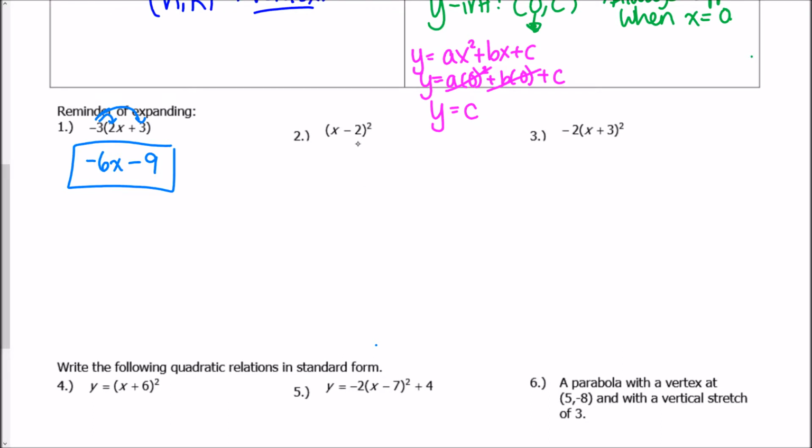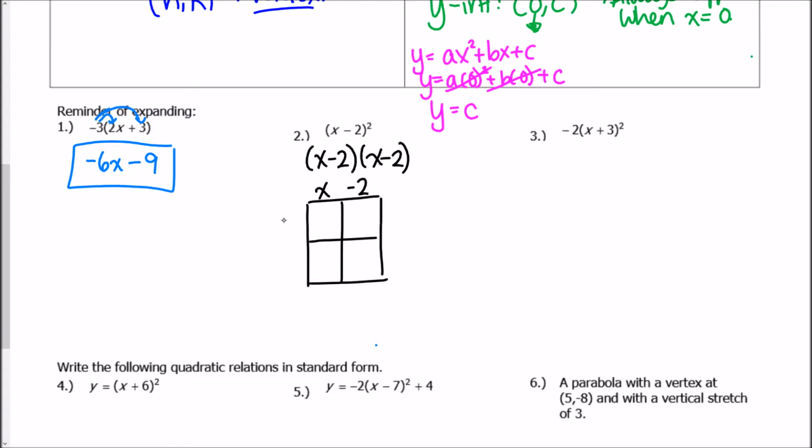Okay, if I were to expand (x minus 2) times (x minus 2), I have two choices. I can FOIL it, or I can use the box, whichever you prefer. So let's go ahead and use the box right here. So I've got x here, negative 2 here, x here, negative 2 here. So x to the power of 1 times x to the power of 1 is x squared. x to the power of 1 times negative 2 is negative 2x. Here, negative 2 times x is negative 2x. And then lastly, negative 2 times negative 2 is positive 4.